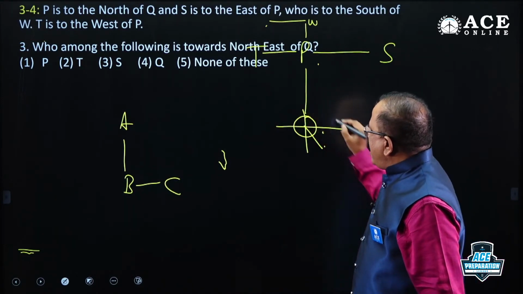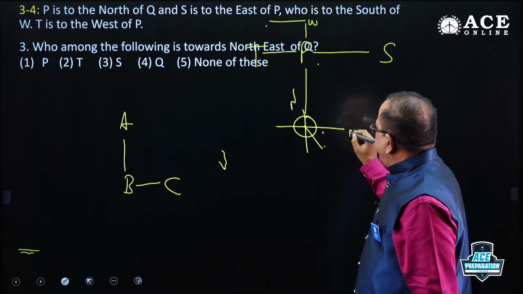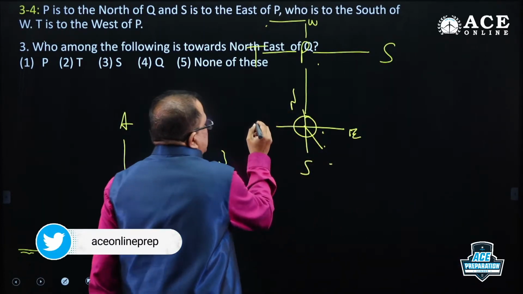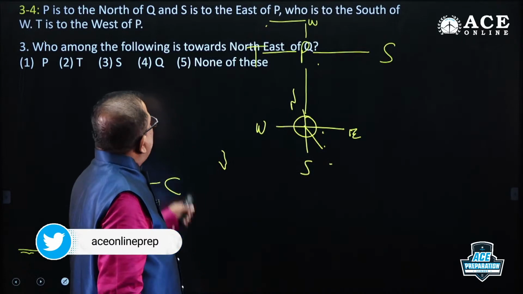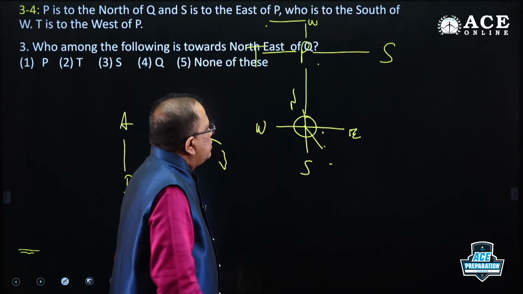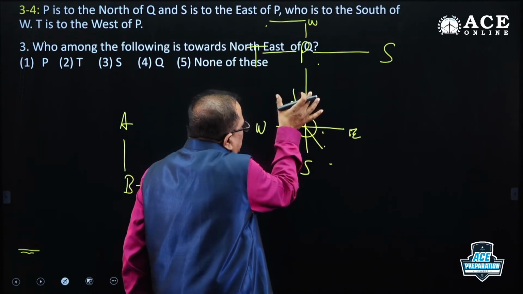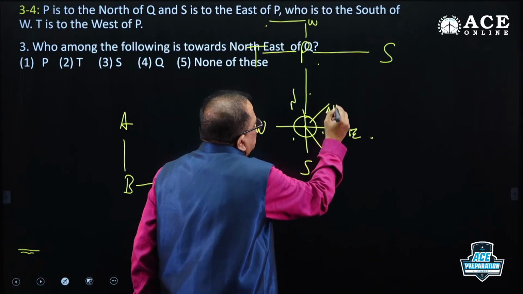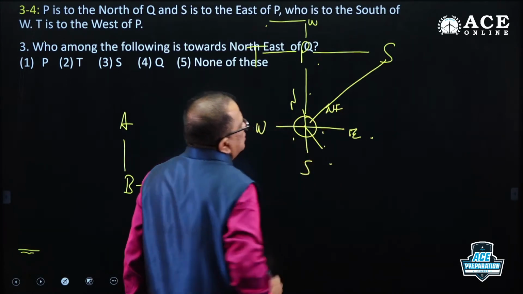What is this? This is north. This is east. This is south. And this is west. Now, with respect to Q, who among the following is toward the northeast of Q? Q is here, north is here, east is here. So this direction is what? Northeast. So who is there in the northeast?